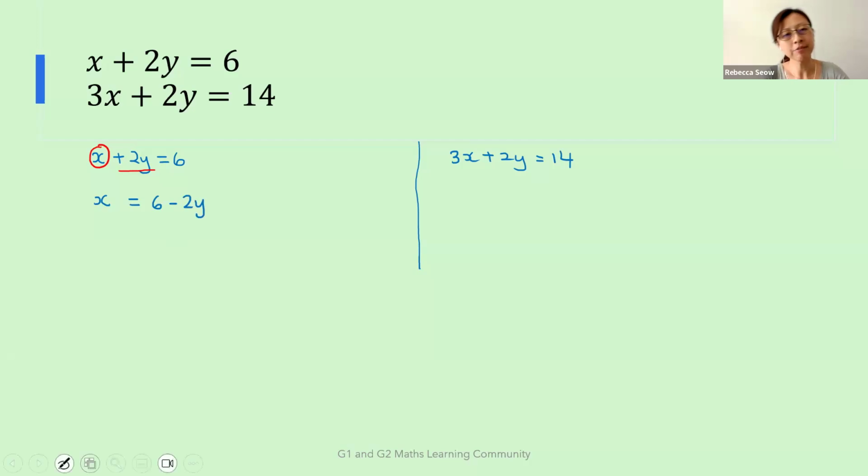I will do the same for the second equation, which is on the right. So this is my x term. I'm going to leave this on the left. So this means that my plus 2y goes over to the right-hand side as well.